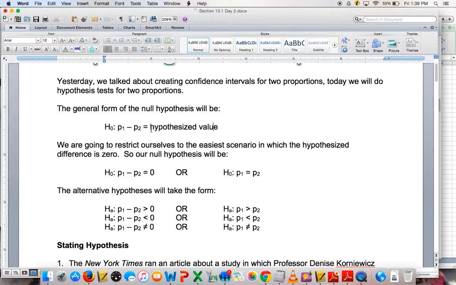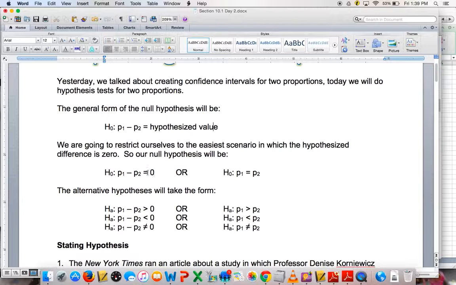Now technically your null could actually be equal. So again, we're still looking at the difference in the two proportions. And again, just like before, we use p. We're using p here. We're not using any p hats here, just like before. This could technically be equal to anything, really. We're going to restrict ourselves to the easiest scenario in which the hypothesized difference is 0.